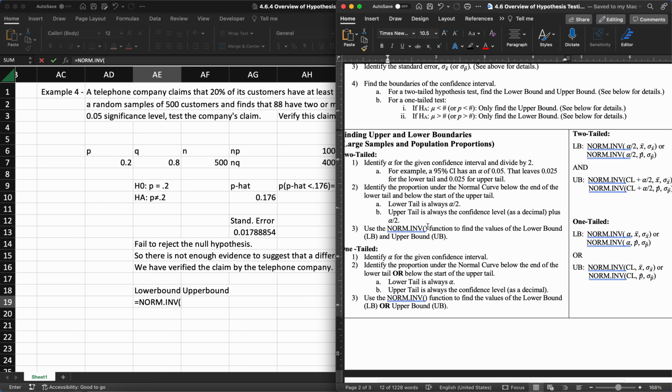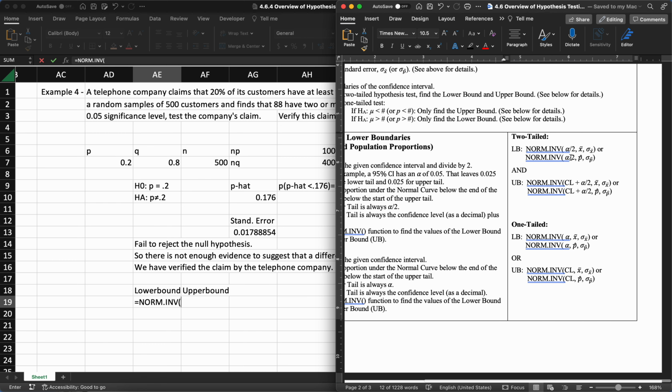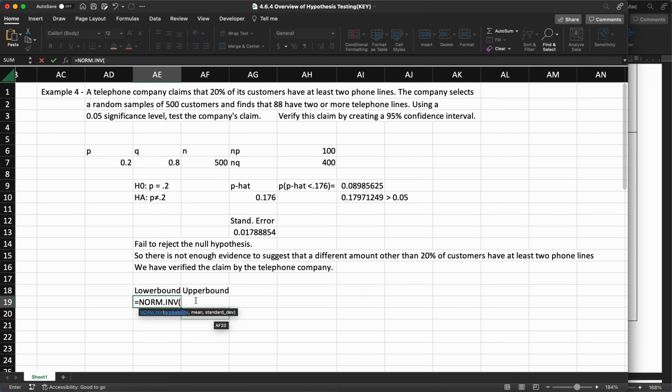so we're going to use norm.inverse, and we're going to do alpha divided by 2, comma, p hat, comma, standard error, and that'll give us our lower bound, and then we're going to do the confidence level plus half of alpha. So alpha is 0.05 because this is a 95% confidence interval. If we cut the 5% in half, that's 2.5% or 0.025. So we're going to take 0.025, comma, p hat, comma, standard error, and there's my lower bound.